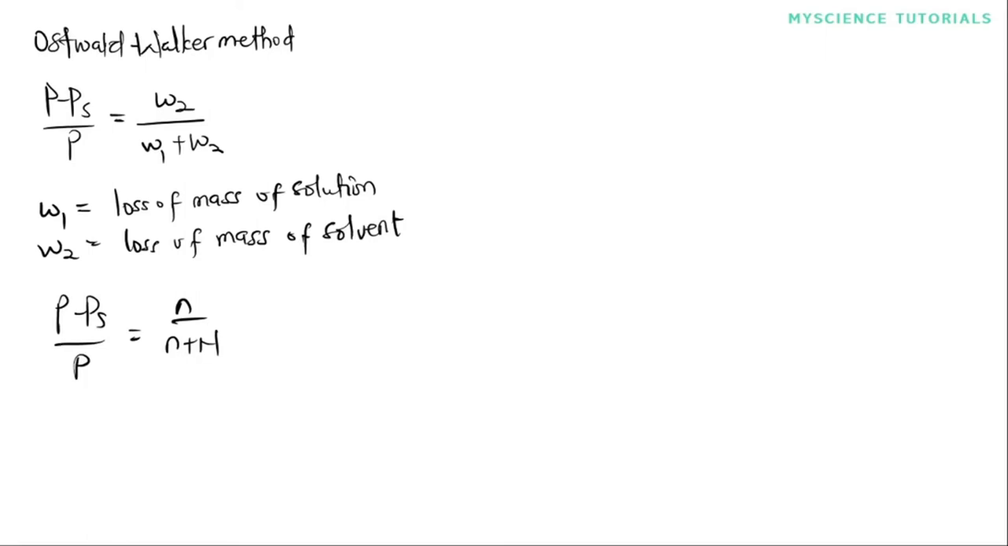Assuming in an experiment the loss of mass of the solution, which is W1, and the loss of mass of the solvent are given, and you are not given the mole fraction or the moles of the solute or the solvent, how do you find the relative vapor pressure before you use that to find the molar mass? We use the Ostwald Walker method to find the relative lowering of the vapor pressure before we use that to find the molar mass of the solute. So let's have a look at an example of this method.